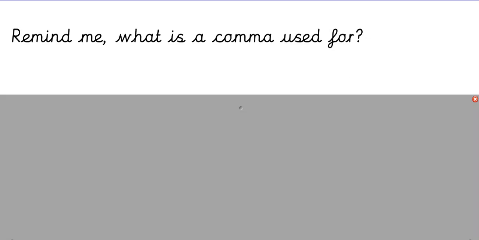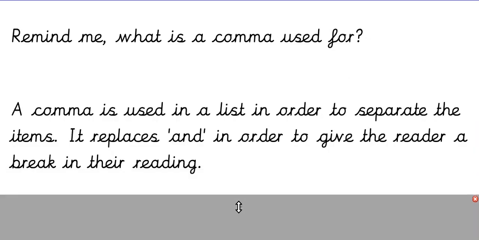First of all, remind me, what is a comma used for? Just have a think for a few moments. What would a comma be used for? So a comma is used in a list in order to separate the items. It replaces "and" in order to give the reader a break in their reading.